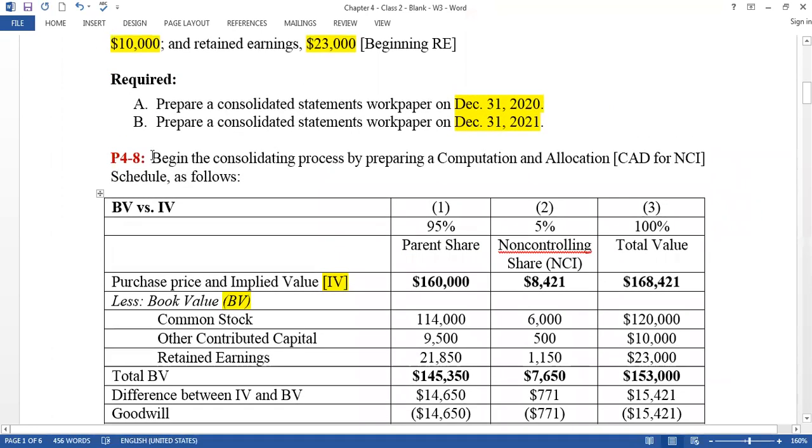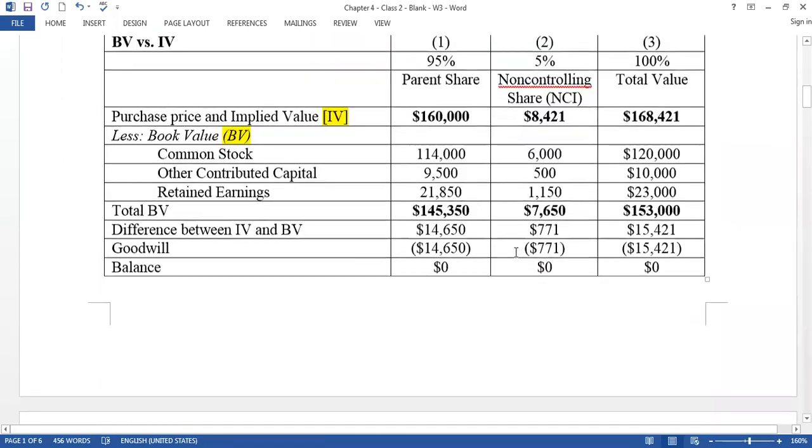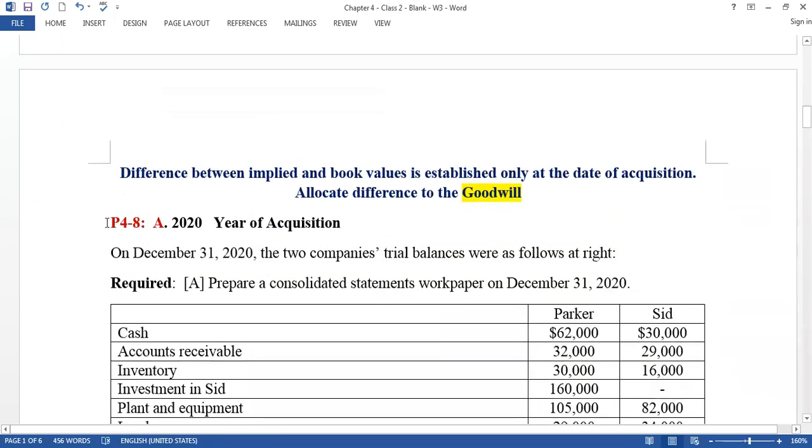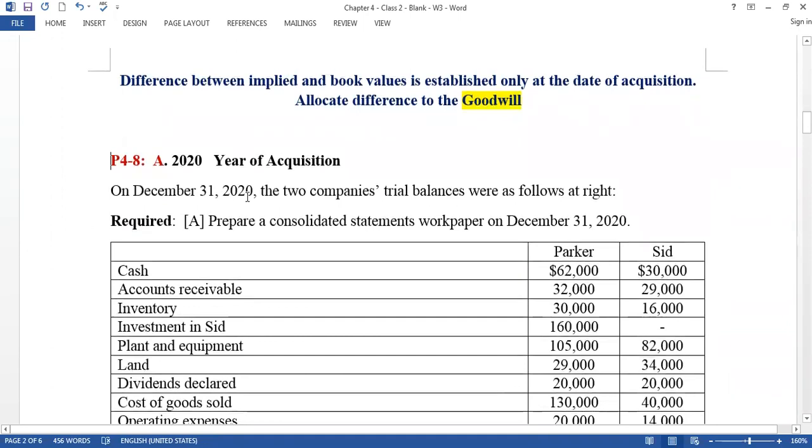So I repeat again, begin the consolidation process by preparing the CAD schedule to establish NCI. Clear? And also we learned this from our previous chapter. Anyway, now another part of the question.